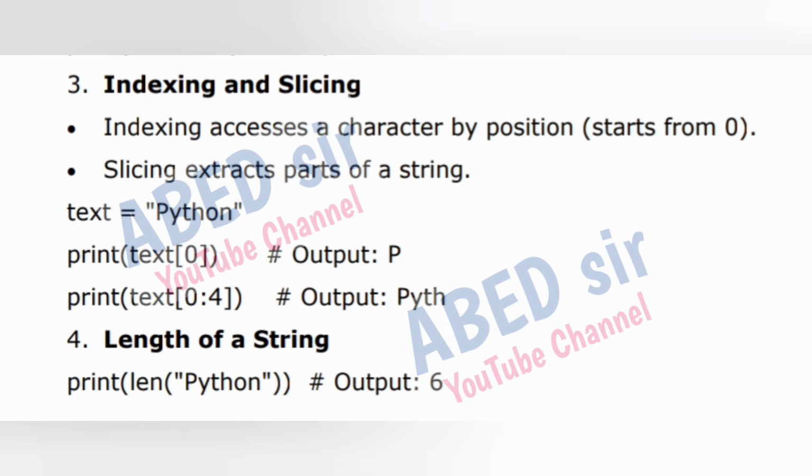3. Indexing and slicing. Indexing accesses a character by position, starts from 0. Slicing extracts parts of a string. text = "Python". print(text[0]) # output P. print(text[0:4]) # output PYTH. 4. Length of a string. print(len("Python")) # output 6.